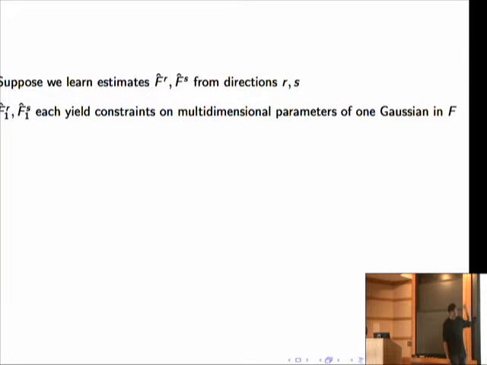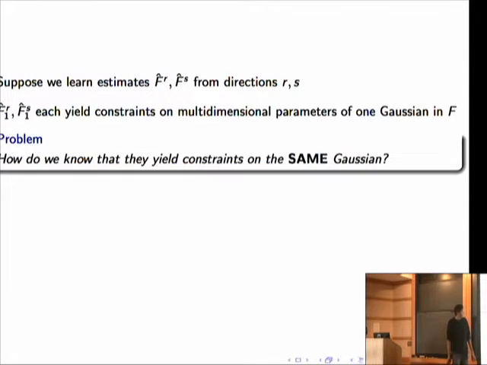Well, the problem is the first component, say, of f hat r, is a univariate Gaussian. Its parameters, its mean and its variance, these scalar values, yield constraints on the high-dimensional parameters of one of the two Gaussians. Same with f hat 1 of s. Its parameters yield constraints on one of the two high-dimensional Gaussians. How do we know that they yield constraints on the same high-dimensional Gaussian? At the end of the day, when we set up this system of linear equations, we have to make sure that it's well defined, that we've only put in valid constraints on it.